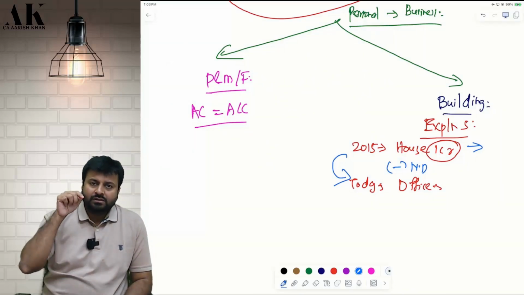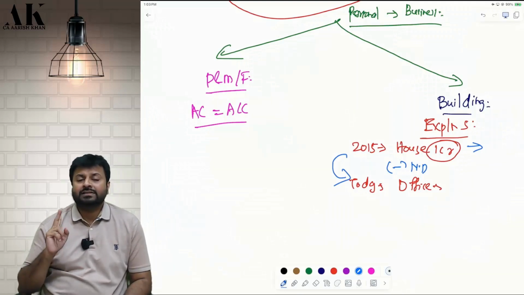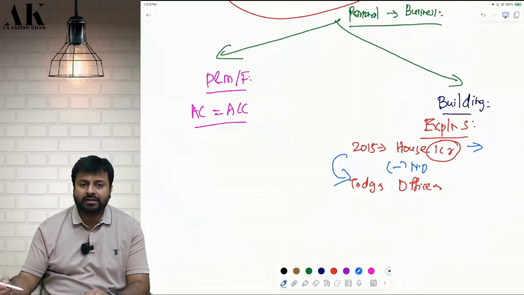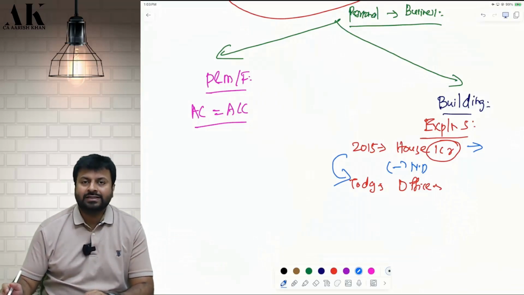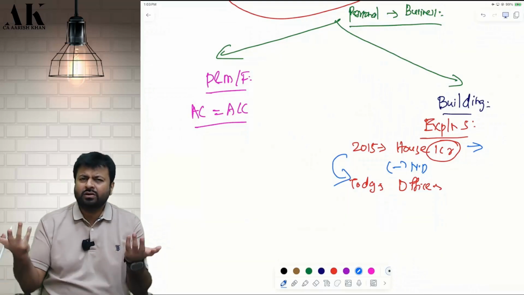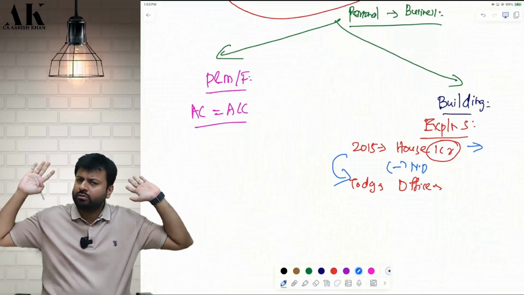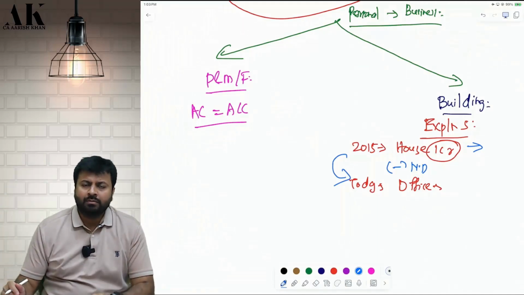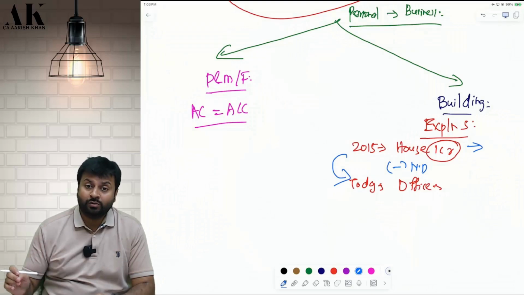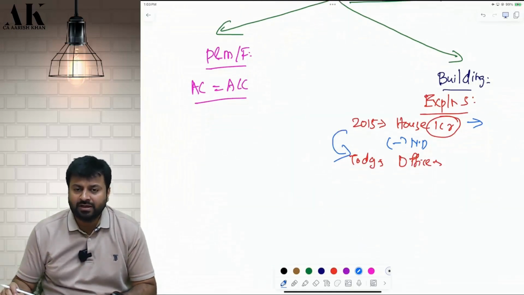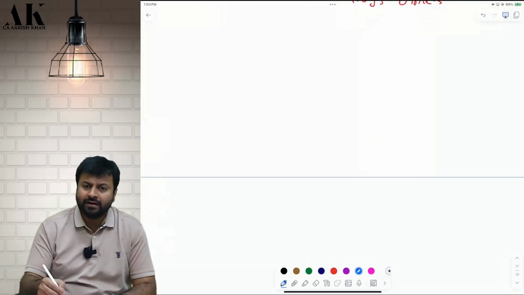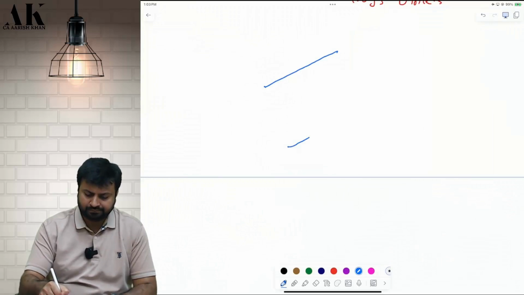So if personal plant, personal machinery or personal furniture is converted into business, then actual cost will remain actual cost. You don't have to do anything. But if a personal building is converted into a business building, then you have to compute your WDV today, reducing the notional depreciation. Is everyone clear with this? Please tell me. Okay. Yes, sir.